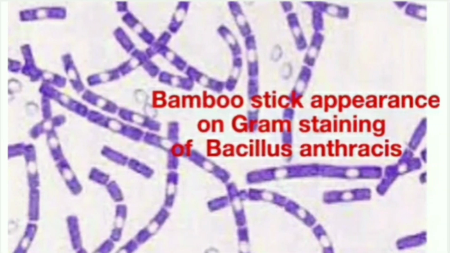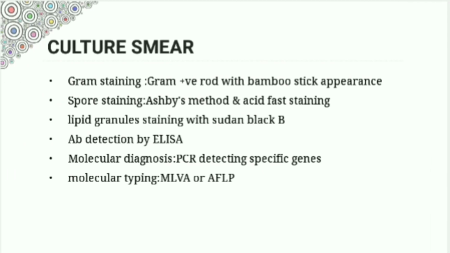Spores can be stained using Ashby's method and acid fast staining. Lipid granules can be stained with Sudan black B. ELISA is for antibody detection, and molecular diagnosis is by PCR detecting specific genes.